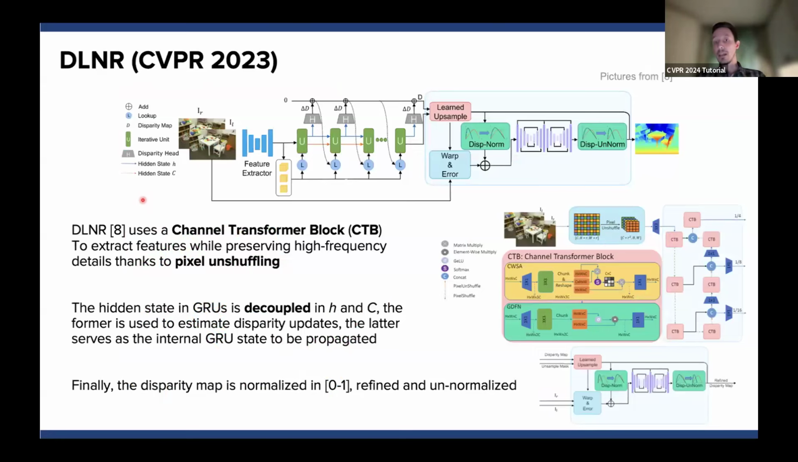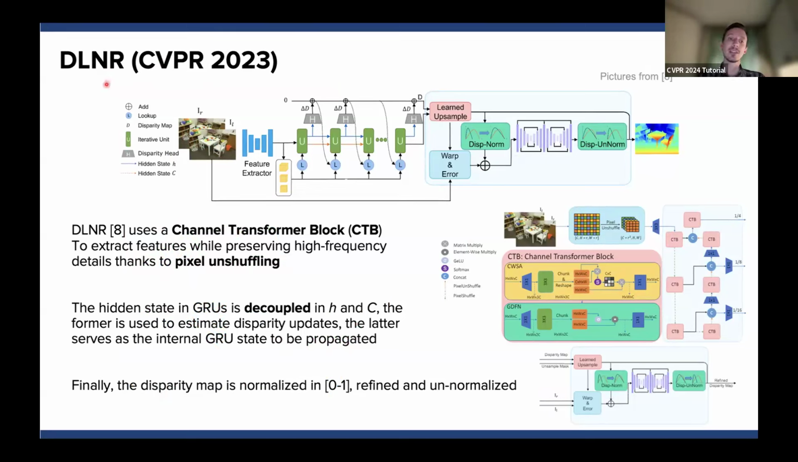Then, in parallel to IGEV Stereo, we also got another architecture which is called DLNR, and it has been proposed to deal with high-frequency details. Indeed, despite everything we have said so far, as soon as we extract some features that are downsampled during the extraction process, of course, as soon as we downsample, we lose some details.